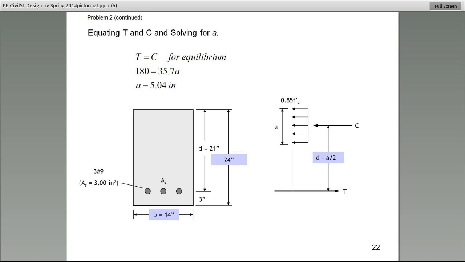So on page 22, I am reiterating that T has to be equal to C for equilibrium. Therefore, 180 is equal to 35.7 times A, and there it is. We calculate A. Guys, this is the only way that we can calculate the value of A. And what is A again? The depth of the square block. Is everyone with me so far?